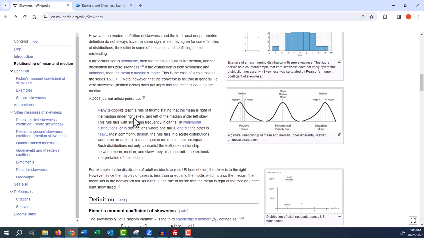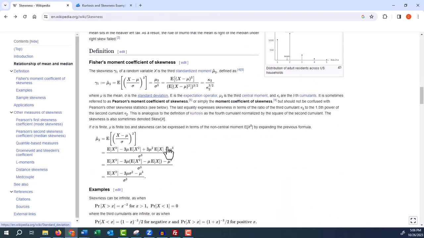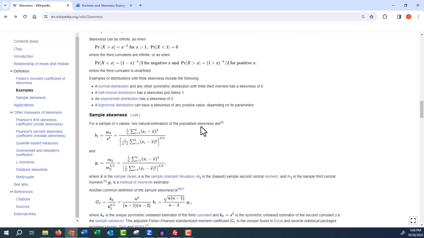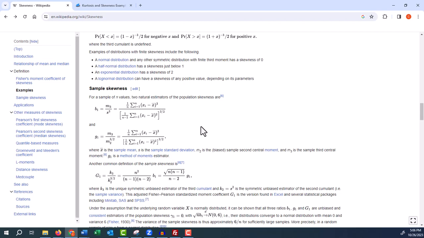I'm never going to ask you to actually calculate the measure because it ends up looking like this. And I don't want you messing around with that stuff. There's all kinds of mathematical ways to calculate skew. I am going to teach you in the quiz how to use Excel to calculate the skew.